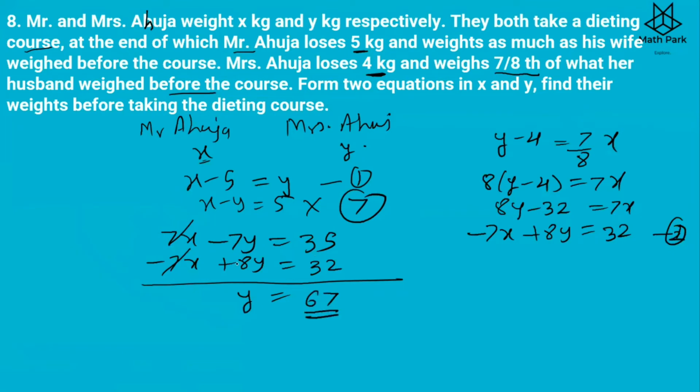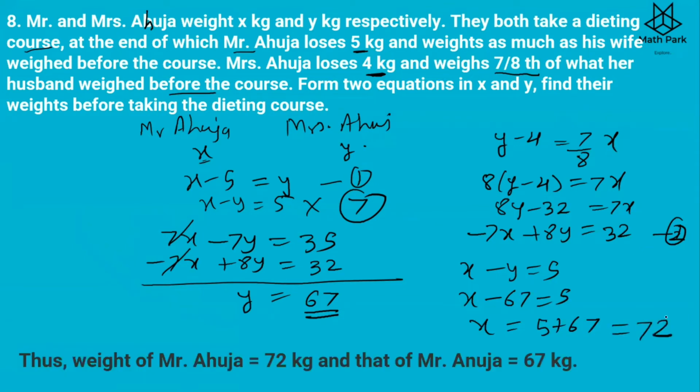So we got Mrs. Ahuja's weight as 67 kg. We got the value of y. Let us put it in equation number 1, which is x minus y is equal to 5. The value of y is 67, so x minus 67 is equal to 5. So x is equal to 5 plus 67, which is 72 kg. So this is how the weight of Mr. Ahuja is 72 kg and the weight of Mrs. Ahuja is 67 kg. Got it?